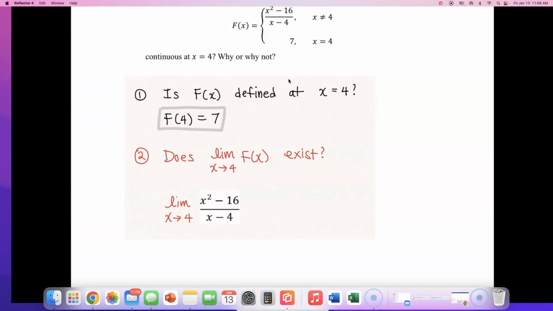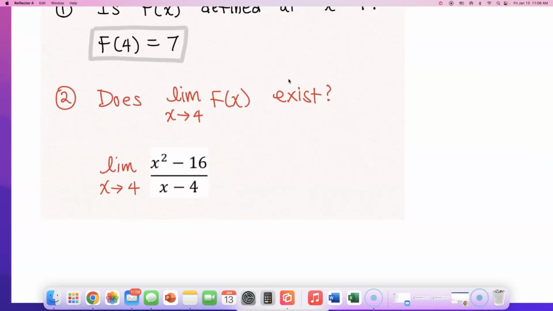What will happen if I plug in 4 directly into this expression? I'm going to get 4 squared minus 16 over 4 minus 4, right? Well, that's 16 minus 16 over 0. That's 0 over 0, which is indeterminate. We're not going to be able to find the limit by direct substitution. So we're going to have to factor and simplify.